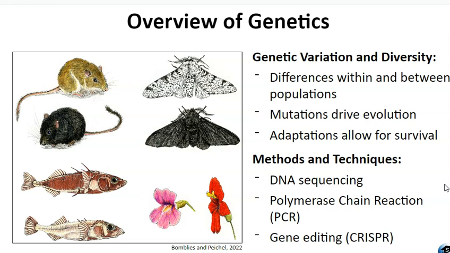Genetic research employs a wide range of methods and techniques to study genes and their functions. These include things like DNA sequencing, which determines the order of nucleotides in a DNA molecule, and that allows for identification of genes and variations within them. Another example is polymerase chain reaction, or PCR. PCR is used to artificially amplify DNA in a lab, so you can target specific DNA sequences and replicate them so that you have more of a specific DNA sequence to work with and do more genetic engineering and research with. And then gene editing.